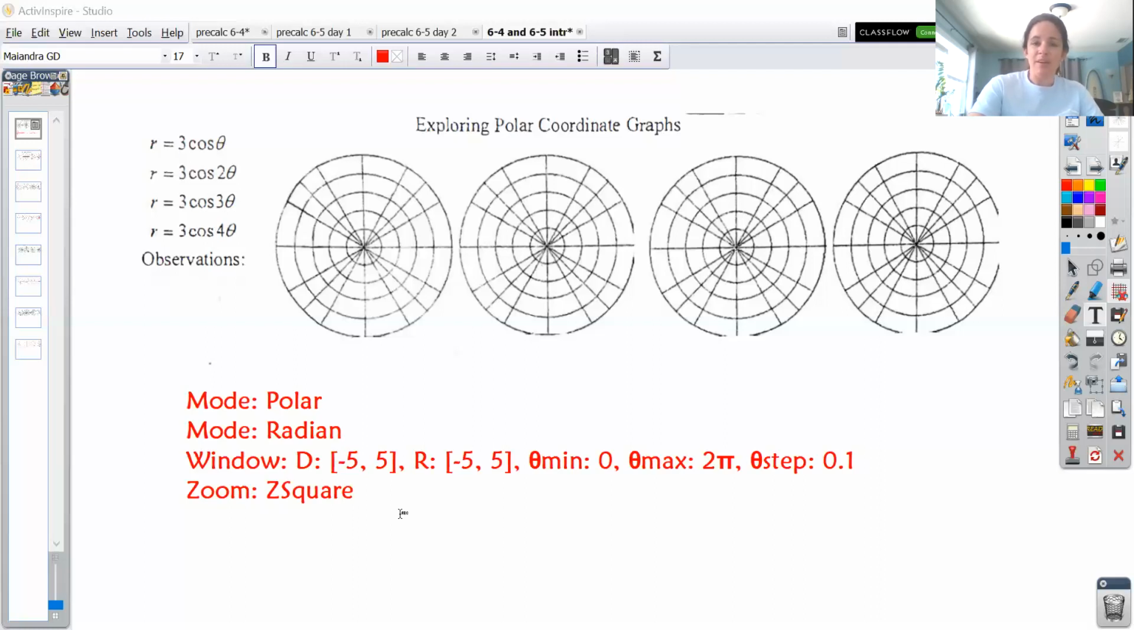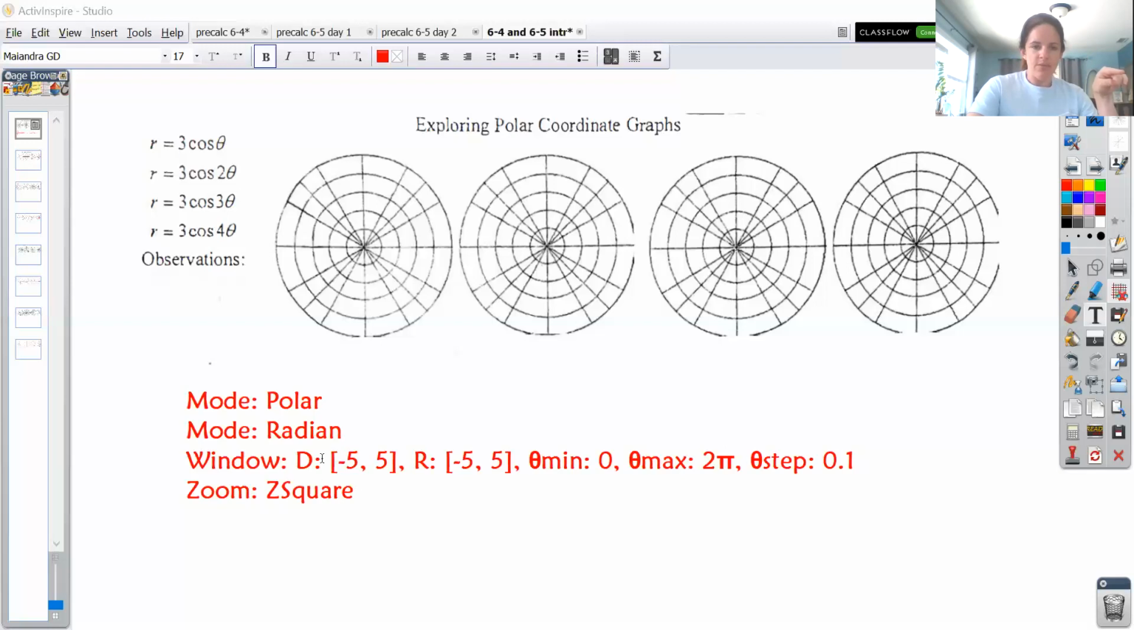After we've adjusted that window, we're going to change it a little bit. We want to square it up so that we see even increments for the x unit and for the y unit. So after you hit the window button and do all that, then hit zoom and find the one that says zoom square and pick that. And once you've done that, you are totally ready.